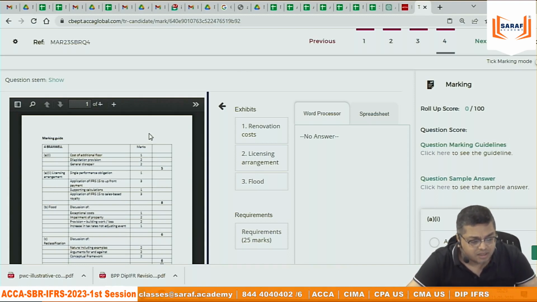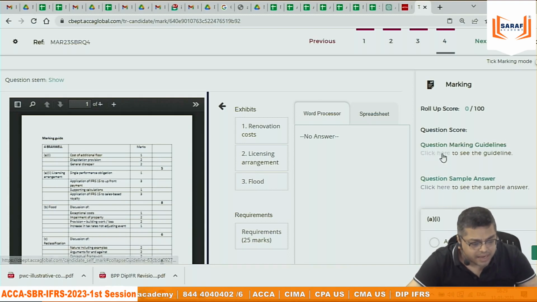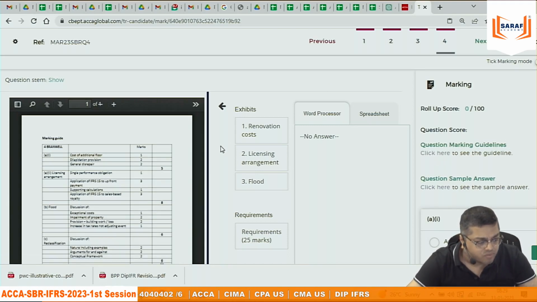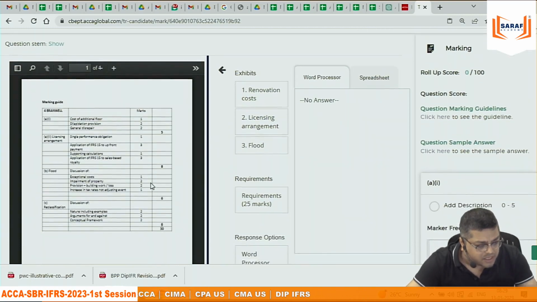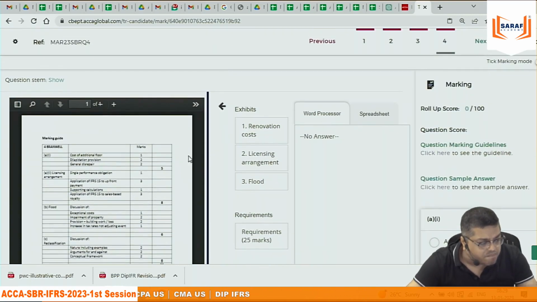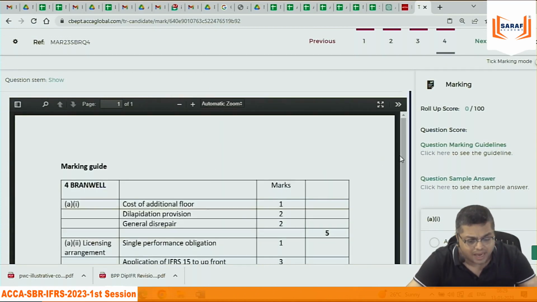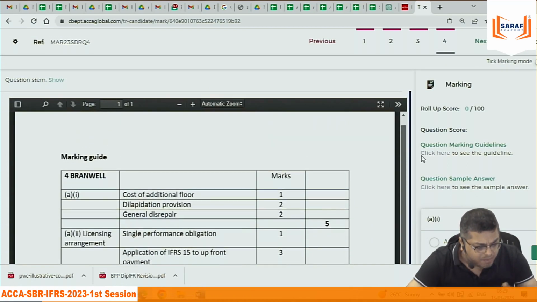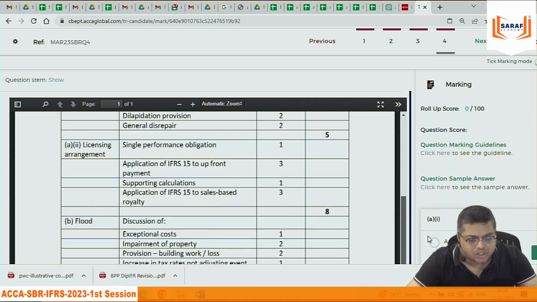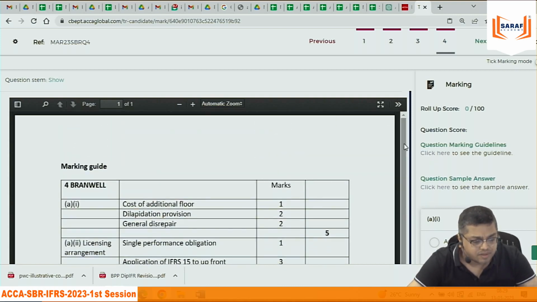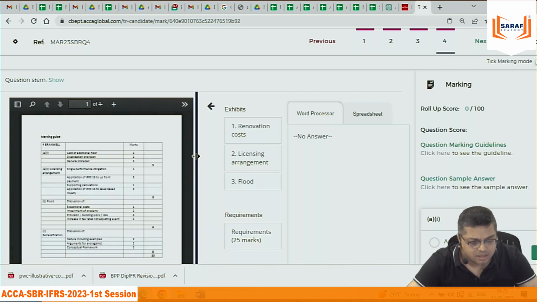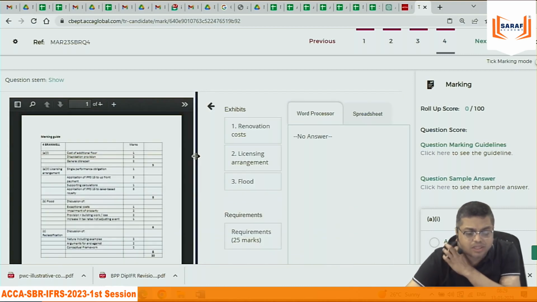If I have done my solution, then I can check the marking guidelines. For every question, the marking guidelines are given, and I will be able to give myself marks based on the institute's marking guidelines. When I take your test, I will be giving you marks like this only, whatever the institute has said. That way, we can say that we can practice on the institute website.